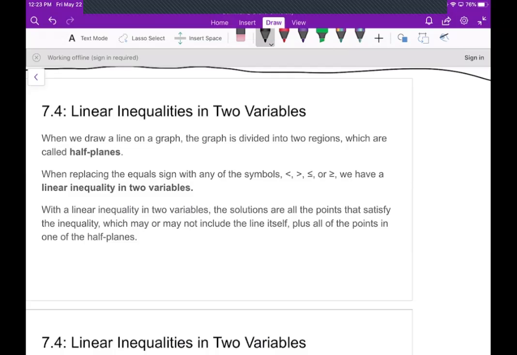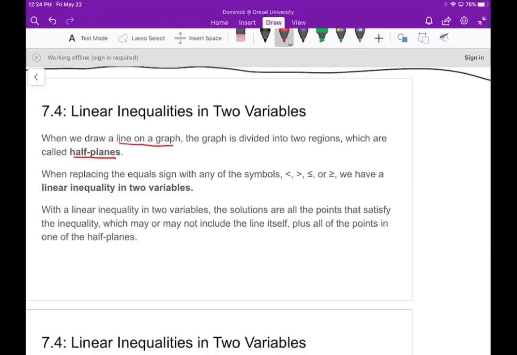Okay, guys, welcome. Today we're going to talk about linear inequalities in two variables. Now think for a second about when you draw a line on a graph. When you do that, you're essentially dividing the graph into two regions, and each of these we're going to refer to as a half plane.